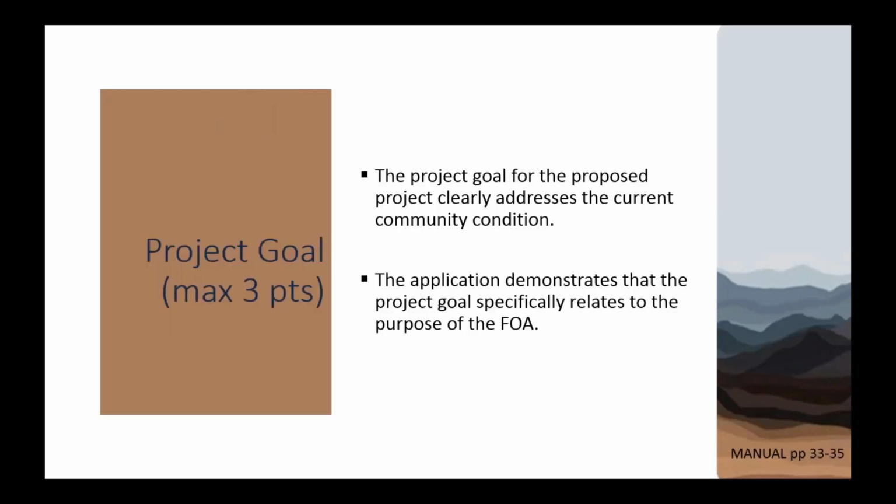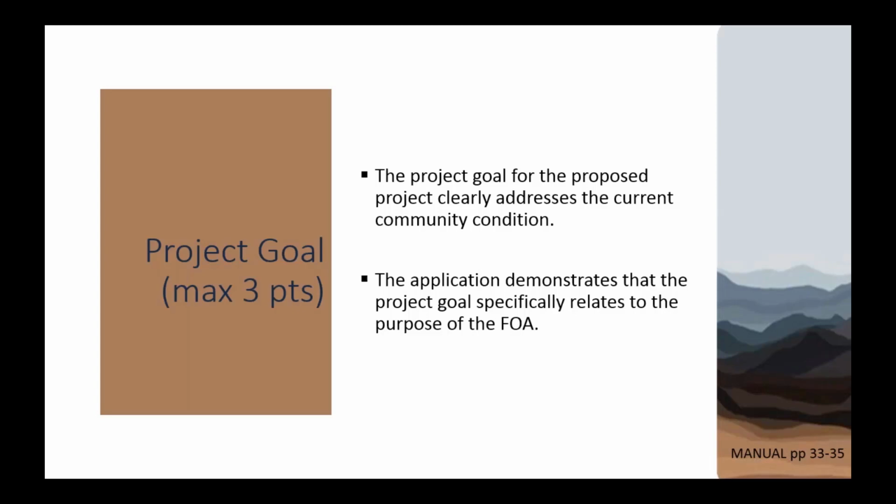And our next sub-criterion is the project goal. This is the third sub-criterion of the approach criteria, and it is worth a maximum of 3 points. And you can find the details for the project goal starting on page 33 of the training manual. The project goal is a statement describing what is to be achieved by the project's implementation and or what role the project will play in addressing the current community condition.